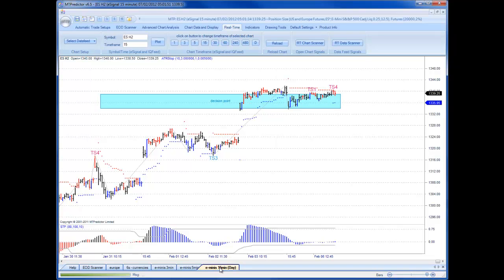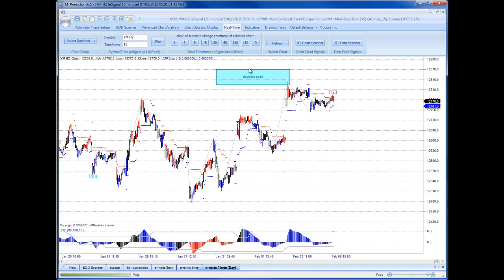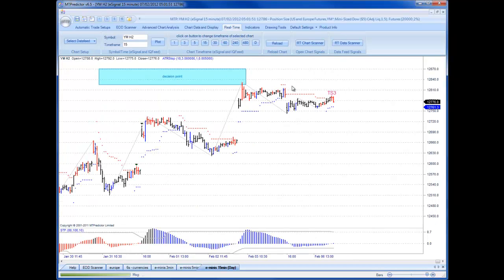And on the YM the picture was a lot clearer. You can see this is the decision point resistance we had on our charts before Friday even began, and as you can see that tagged that high on Friday beautifully, and as such we were anticipating that the market was going to decline. So when the market gapped down on the open yesterday, we were looking for an ABC kind of correction to go short.